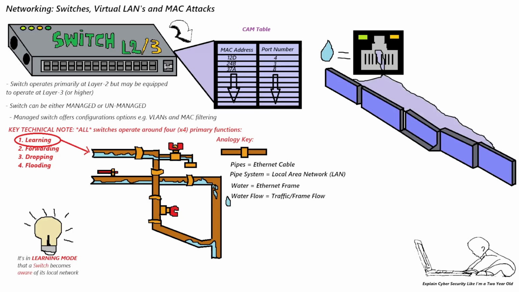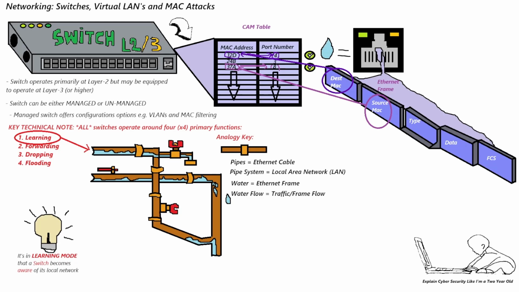When the switch receives the Ethernet frame, it firstly takes out the source MAC address and checks this against the CAM table. Note, if the Ethernet frame source MAC address is not in the CAM table, it is added, along with its associated port number. Key technical note: the physical RJ45 jack is the port number rather than the TCP protocol port. Don't get confused between the two. So after the switch checks the source MAC address, it then checks the destination MAC address, again against the CAM table. And this is where it gets interesting.